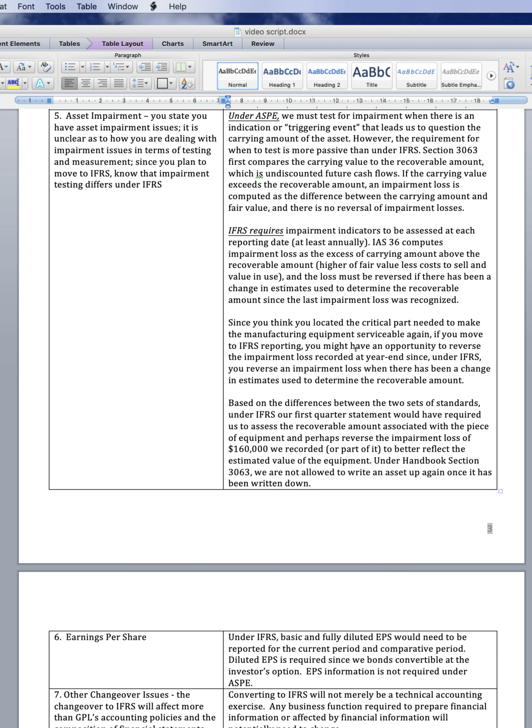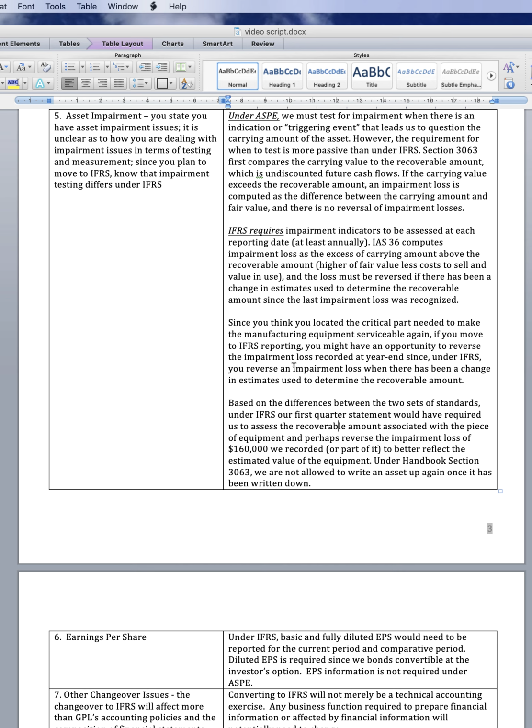Now, in conclusion, based on the differences between the two sets of standards, under IFRS, our first quarter statements would have required us to assess the recoverable amount associated with a piece of equipment, and perhaps we could reverse the impairment loss of $160,000 that we recorded, or part of it, to better reflect the estimated value of the equipment.